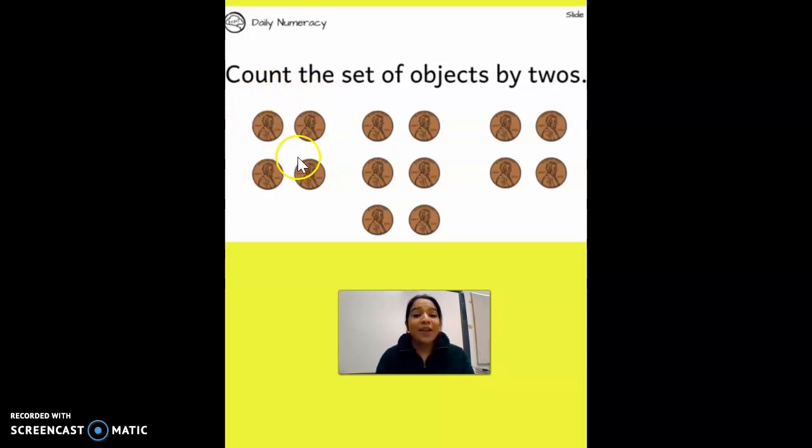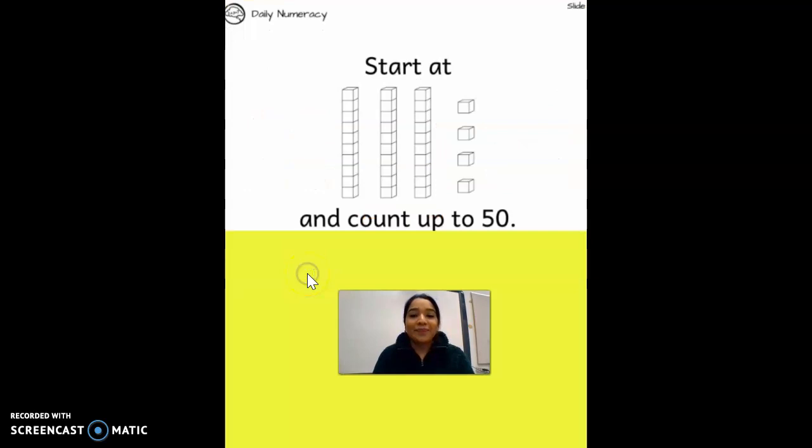2, 4, 6, 8, 10, 12, and 14. So how many pennies do I have? 14. Awesome. Thank you so much for counting with me by twos. So counting by twos, we were able to find out that I have 14 pennies. Woohoo! Awesome.